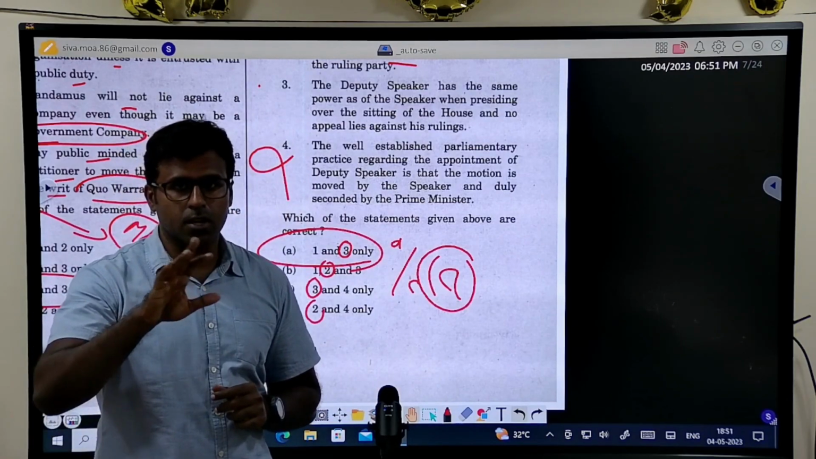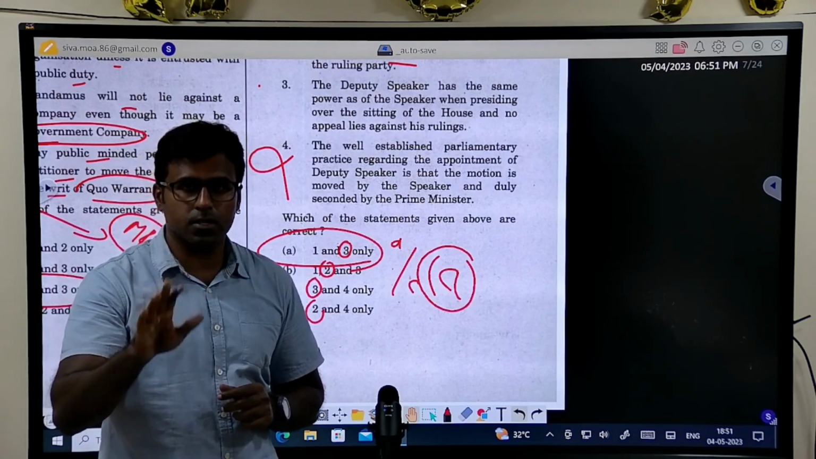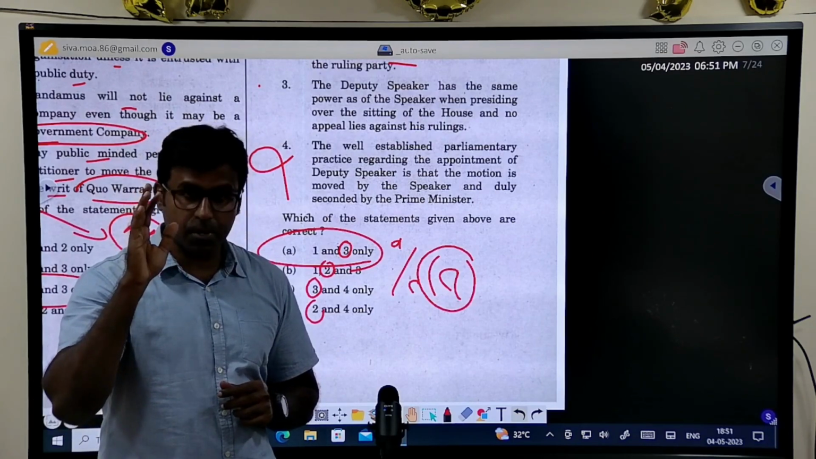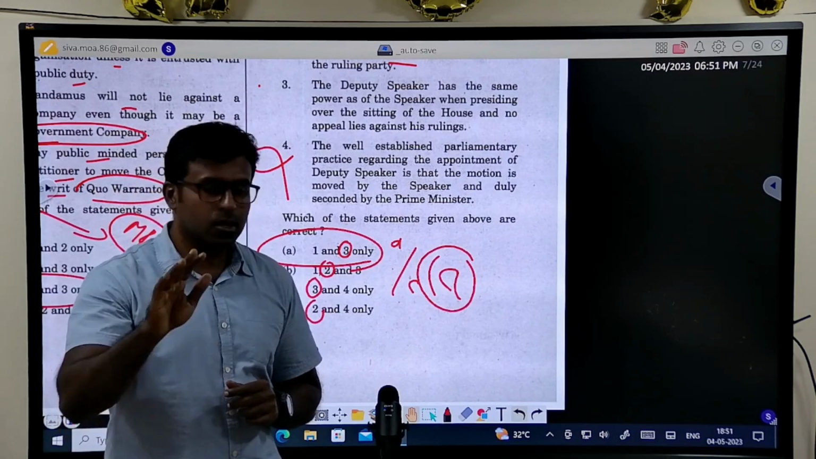Preliminary examination is not about tricks. Preliminary examination is about logic. Keep solving previous year question papers. Keep revising the static portion. You will clear this examination.